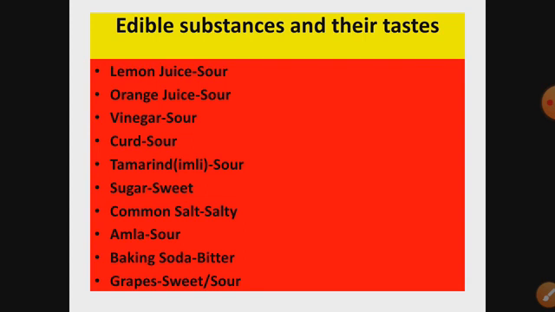Edible substances and their taste. You come across many edible substances which you can eat and they have different tastes. Like lemon juice is sour in taste. Orange juice, again sour in taste. Vinegar, curd and tamarind, that is imli, all three are sour in taste. Then sugar is sweet, we are all aware of. Then salt is salty, obviously. Amla, that is gooseberry, is sour in taste. Baking soda, which your mother uses for baking cakes and biscuits, is bitter in taste. Grapes can be sweet or sour depending upon whether they are ripe or unripe.